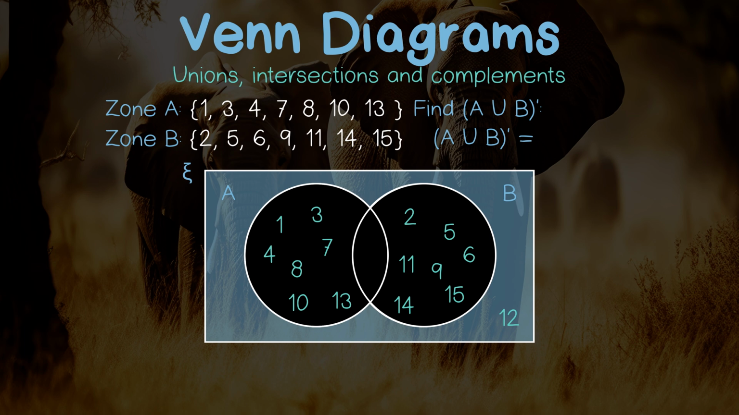By examining our Venn diagram, we find that the answer is elephant 12. He was not present at watering holes A or B during our observations, so the complement of the union of A and B represents the elements outside of both of the given sets.